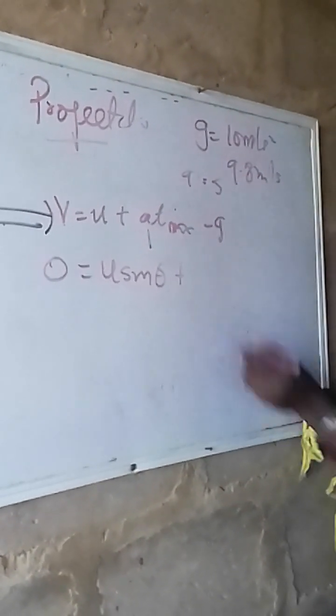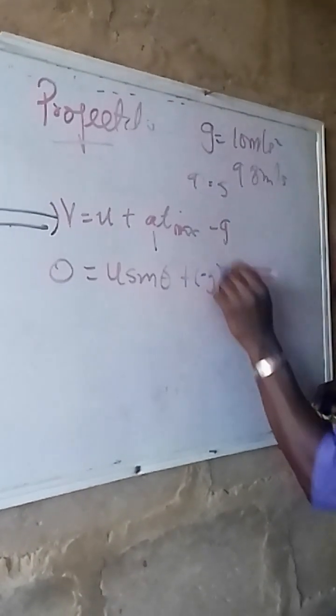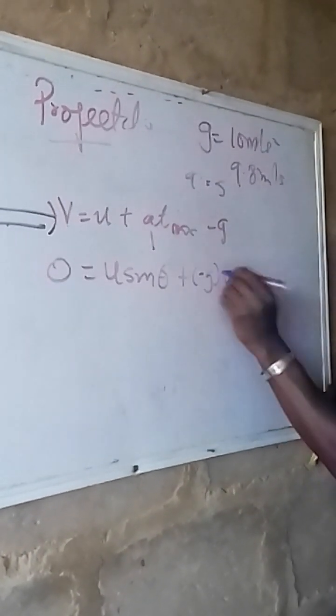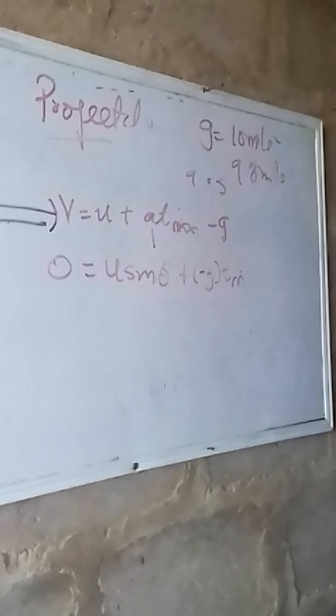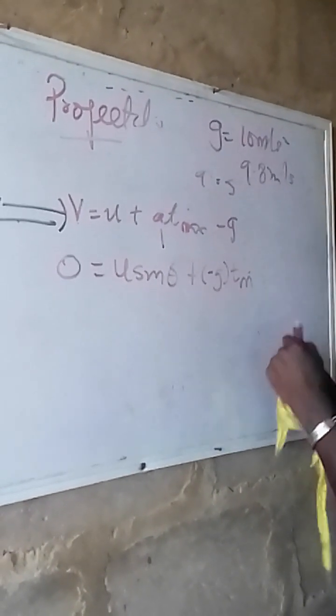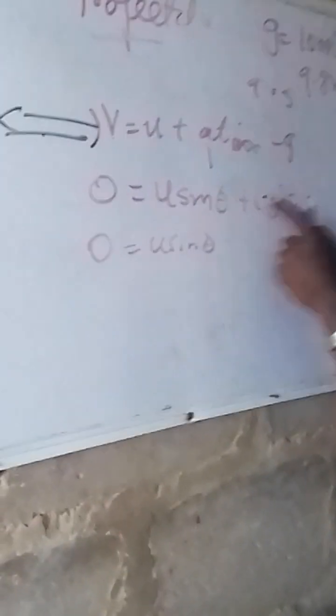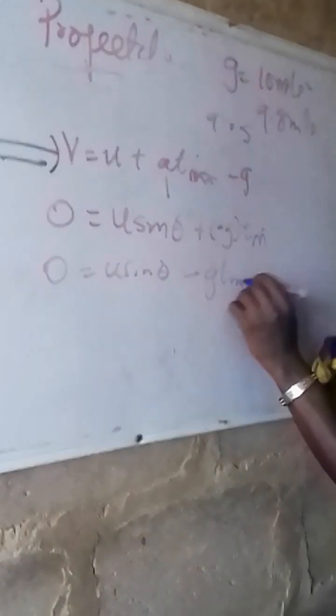I'll put in minus G. Open the bracket. Since it is plus like that, put minus G. Then put the T at the back, which is the T max, Tm. Are we together? Now, connect the like terms. Or firstly open. It will be 0 equals to U sine theta plus times minus G times T, GT max.